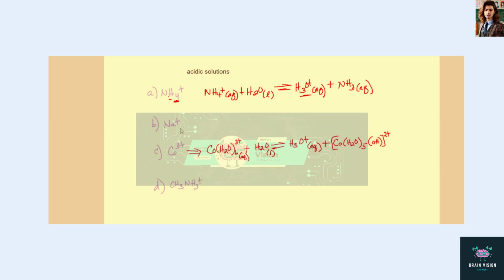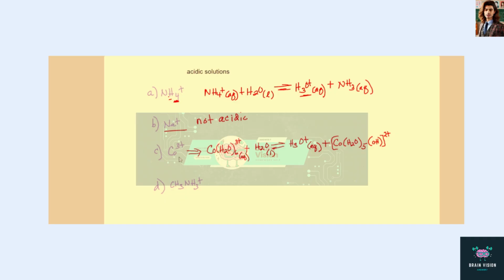B asks if the sodium cation is acidic, and it is not. Group 1 metals in general, like sodium, do not react with water to form any sort of acidic solution. So answer choice B is not an acid.